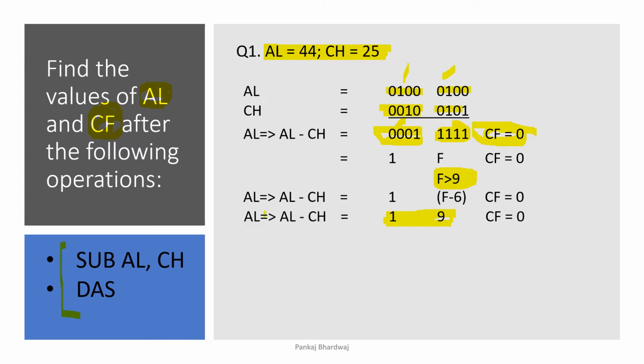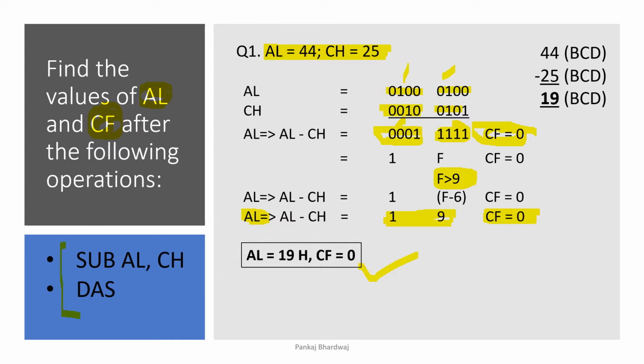So this data will be stored in the AL register, and there is no carry, so the carry flag will be 0. So the answer is AL equals 19 and CF, the carry flag, equals 0. How? Because AL 44 and CH 25 basically represent BCD numbers. So if we subtract 44 minus 25, assuming BCD numbers, we'll get 19 as the output. So 19 is the answer we have got in the AL register after the operation.